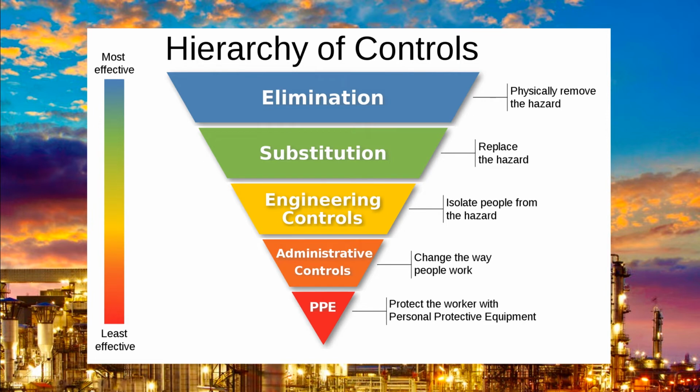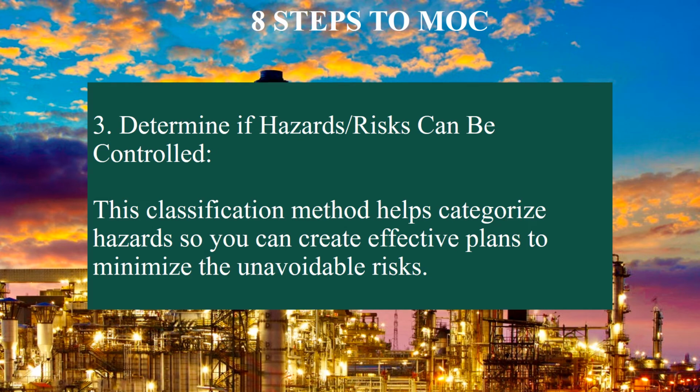As an example, PPE, personal protective equipment, would be considered the least effective, such as gloves, where elimination of the physical hazard would be the most effective, such as instead of needing hands with gloves in the first place, a machine now does the work. This classification method helps categorize hazards, so you can create effective plans to minimize the unavoidable risks.